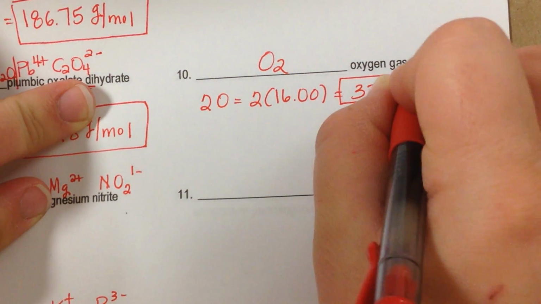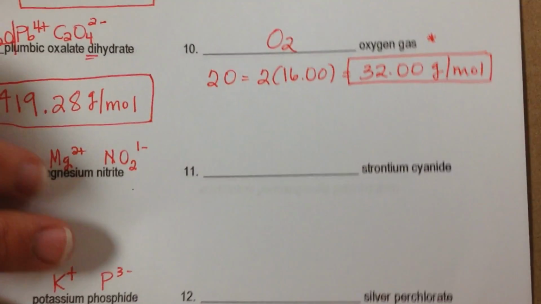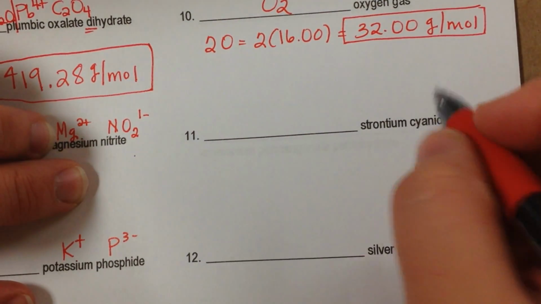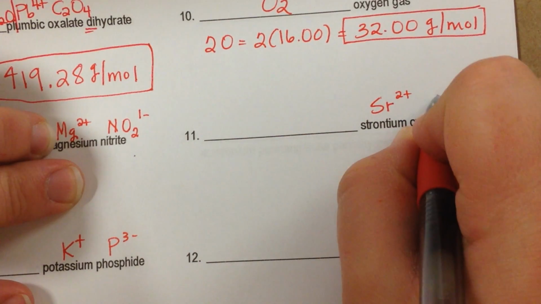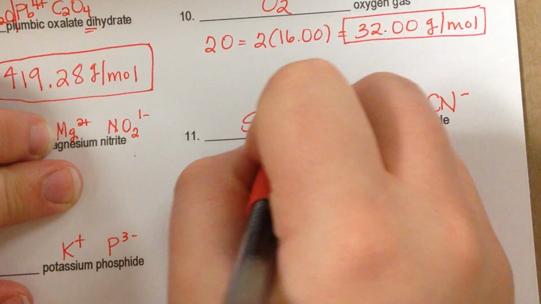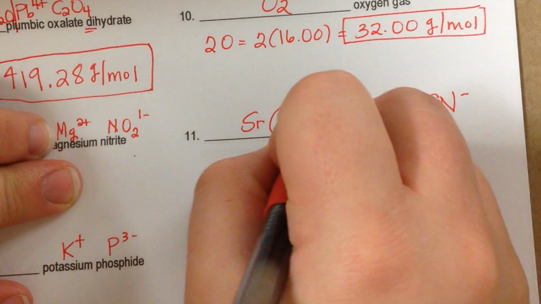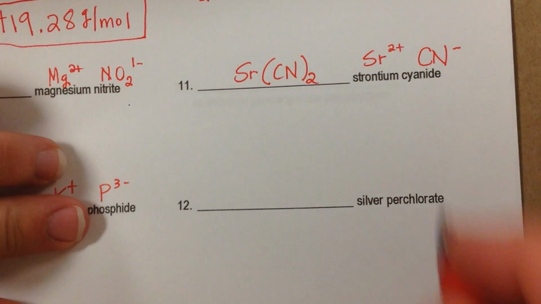And this is one that you'll want to watch out for when we get to mole conversions, that a lot of people miss because they forget that it's a diatomic element. Strontium, Sr 2+, it's in group 2. Cyanide, a polyatomic ion. The CN must be in parentheses because we need 2 of those groups. Last one on this page, and we can go to the last page.